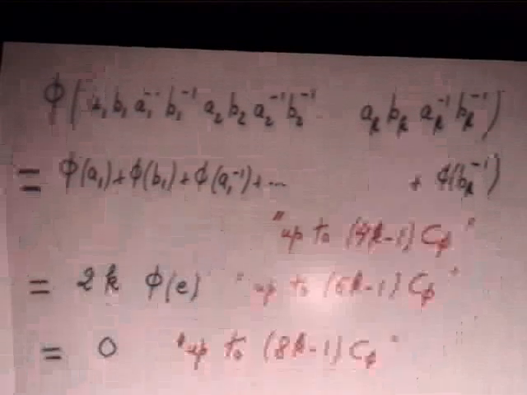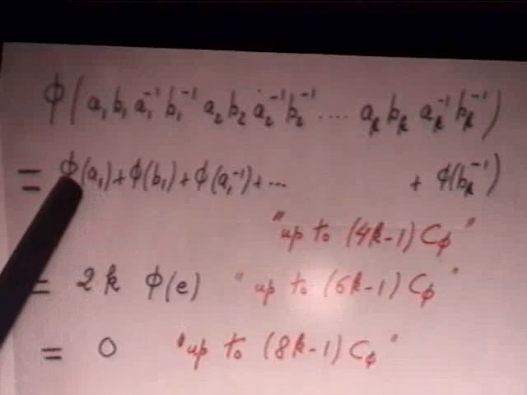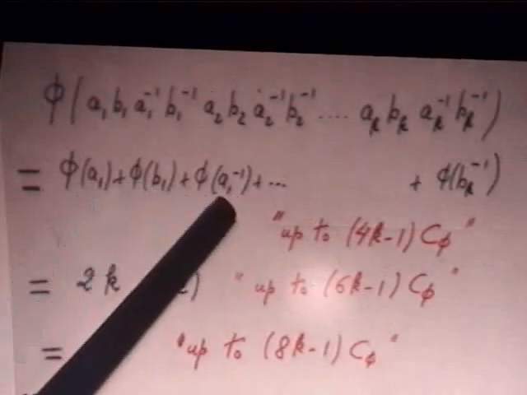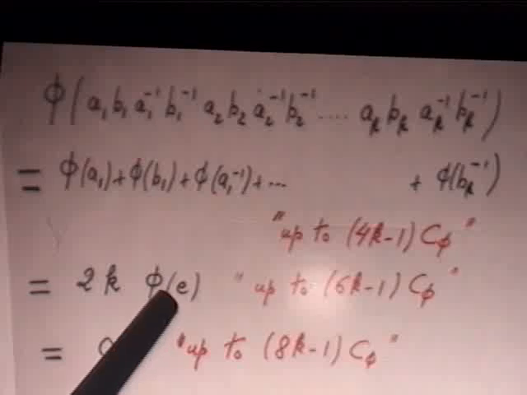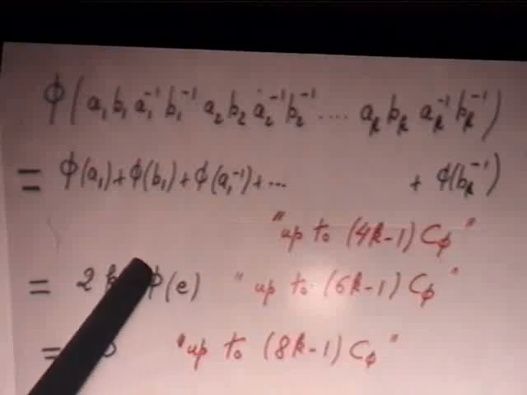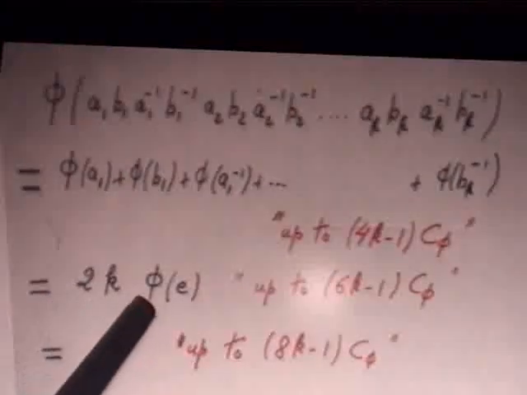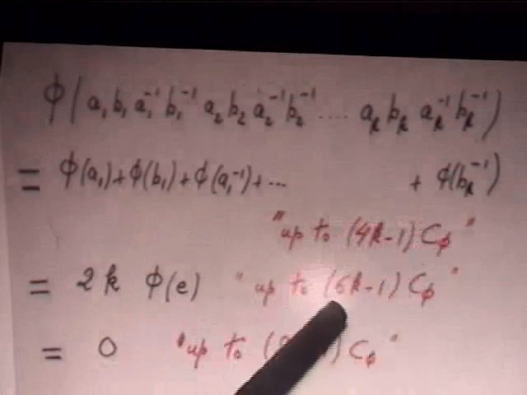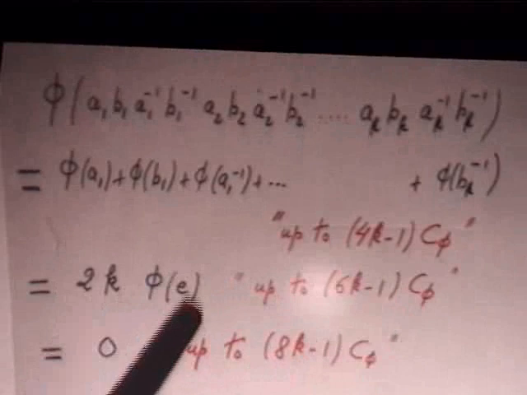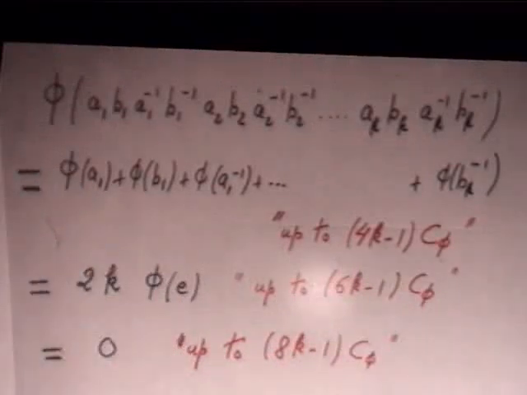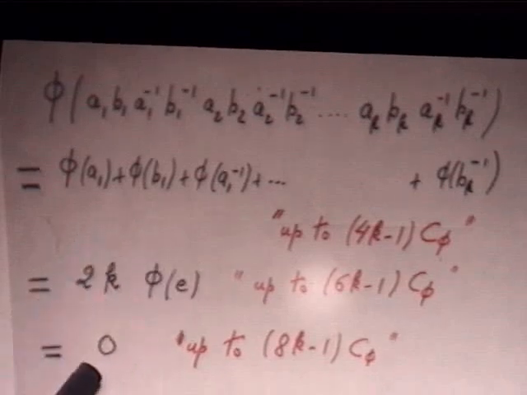So you have this bound. Now, say phi of A1 plus phi of A1 inverse is equal to phi of identity, up to an error. So in the same way, you can say that this quantity is equal to 2k times phi of identity, up to an error, which is 4k minus 1 plus 2k, which is 6k. Now, phi of identity is less than the constant. So this quantity is equal to 0 up to 8k times the constant.